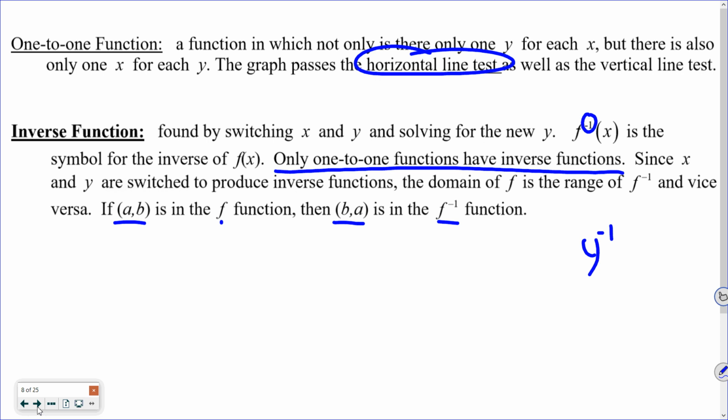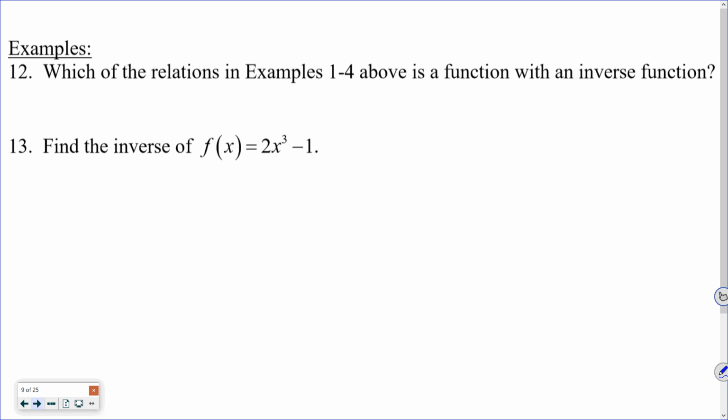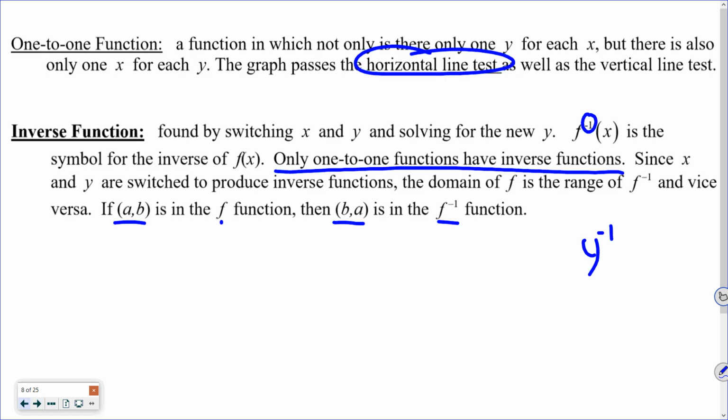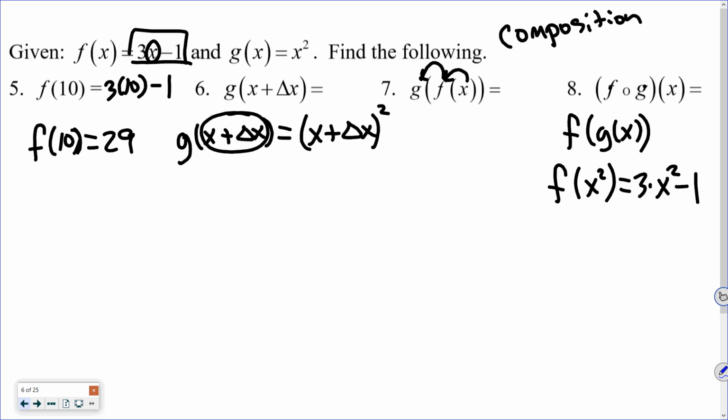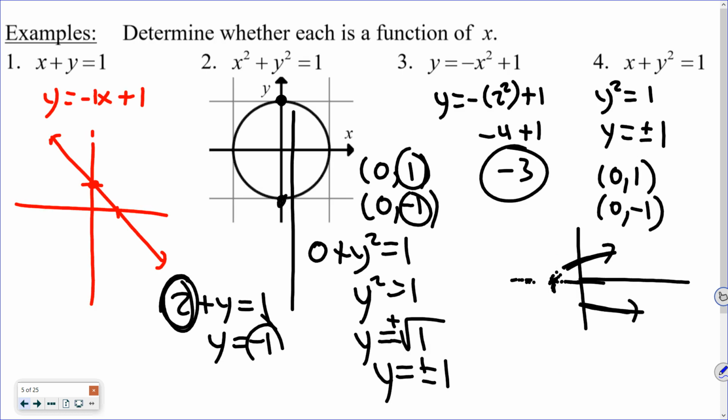This next question then wants us to go back and look at those first 4 examples we did and decide if the function has an inverse function. So let's go back and look at those. Okay, if you look at this first one, we know number 1 is a function. The question is, does it pass the horizontal line test to make it a one-to-one function? And it does. If I run a horizontal line across, it only touches once. So number 1 is a one-to-one function.